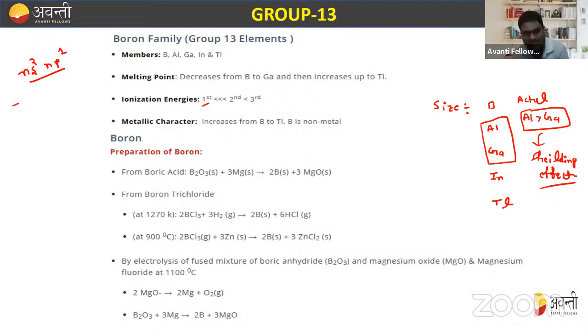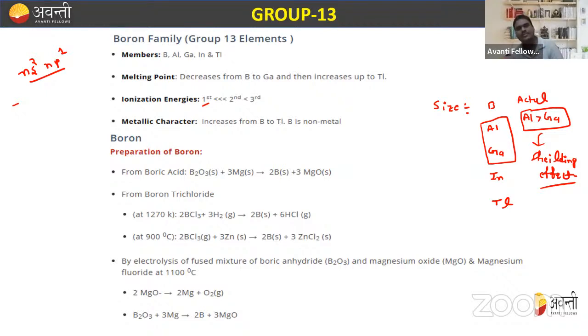Now if you talk about the second ionization enthalpy, then you have to remove the electron from the inner shell, that is ns2, which is a fully filled configuration. So we require more energy, right? There is a large difference between the first and the second ionization enthalpy, because for the removal of the second electron you have to remove an electron from the stable ns2 configuration. Similarly, the third ionization enthalpy will definitely be greater than the second, but not so much larger as compared to the first and second.